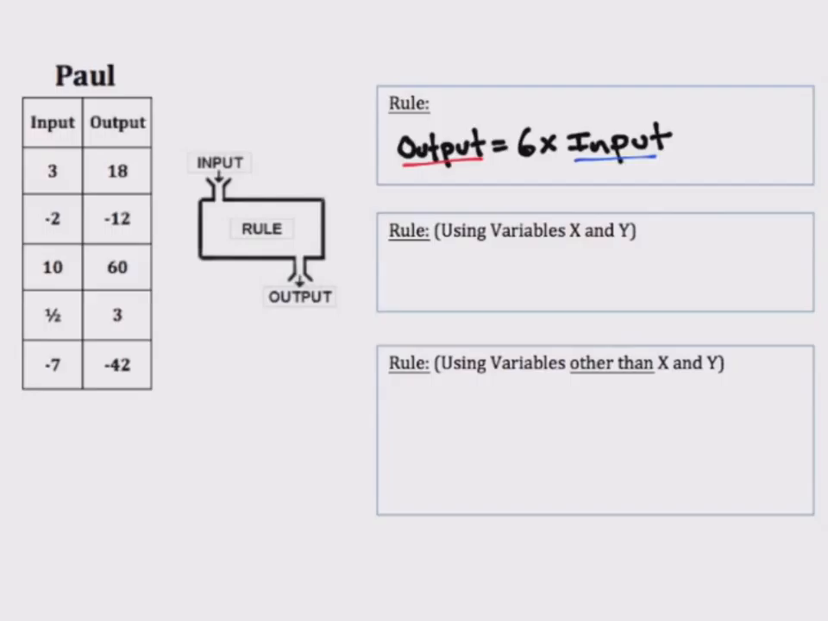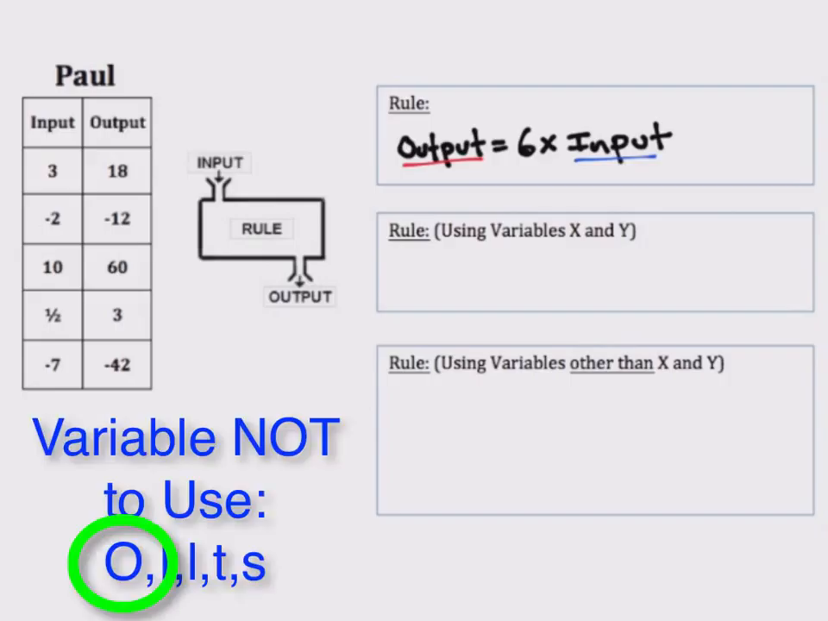Now, before we go ahead and do that, here are some tips that I'd like to share with you. Variables not to use. Don't use the letter O. It looks a lot like the number 0. Don't use a capital I or a lowercase l, because each of those look like the number 1. I also wouldn't use a lowercase t, because that looks like a plus sign. And I wouldn't use the letter S, because it looks like a 5.